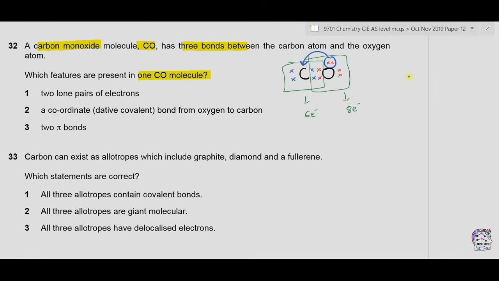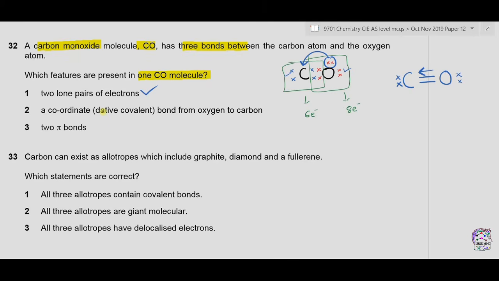So we can draw the structure of carbon and oxygen like this. We have 2 covalent bonds and 1 coordinate covalent bond between carbon and oxygen. 1 lone pair is left on oxygen atom, this one, and 1 lone pair is on carbon atom. Let's look at the options. In 1 we have 2 lone pairs of electrons. This is correct because 1 lone pair is present on carbon, 1 lone pair is present on oxygen.